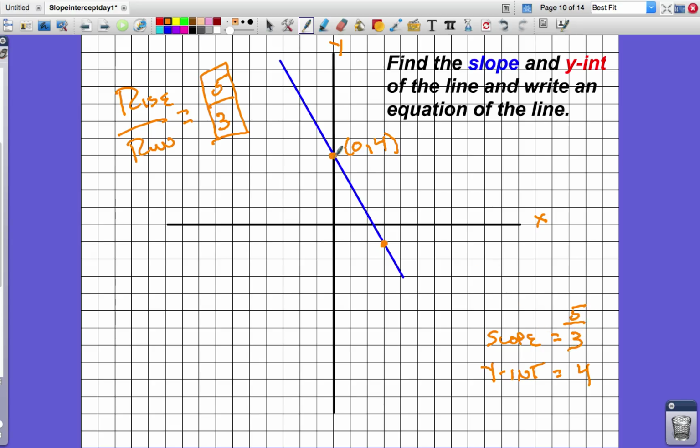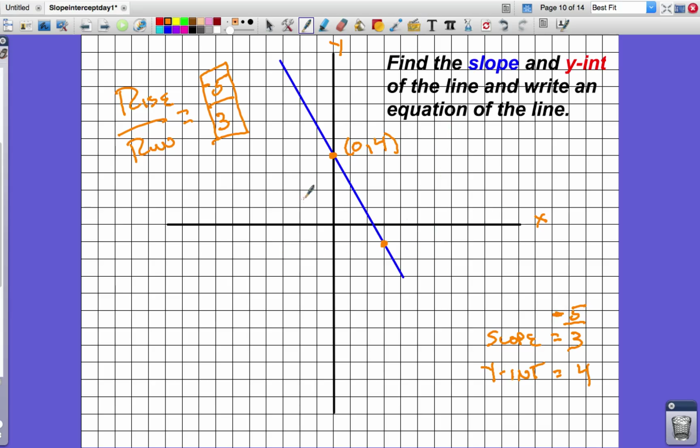Except, I also need to look, I went down 5, I'm sorry, I should have caught this earlier, it is actually negative. Because I'm going down and not up, this is a negative slope. If I read it left to right, I'm going down the hill, negative slope. And I'm going down, and then over to the right. That's -5/3. So my slope is -5/3.